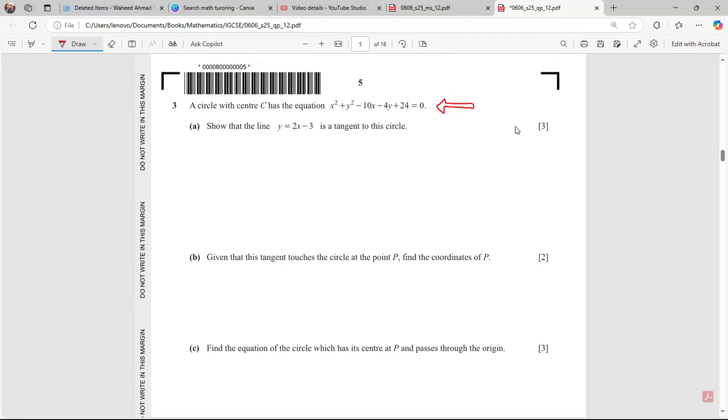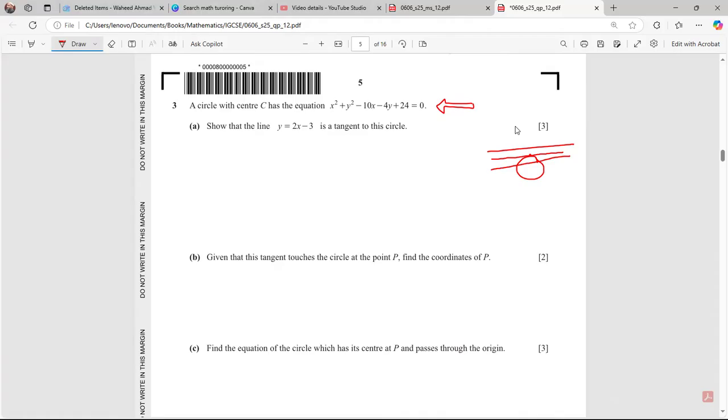Remember what's the definition of a tangent? It's a straight line which touches the circle at a single point. Remember, there are only three possibilities. If I have a circle, the straight line can intersect it at 2 points, or it will not intersect it, or it will intersect it at a single point. So when it is at a single point, it's a tangent line. So let's try to find the intersection point.